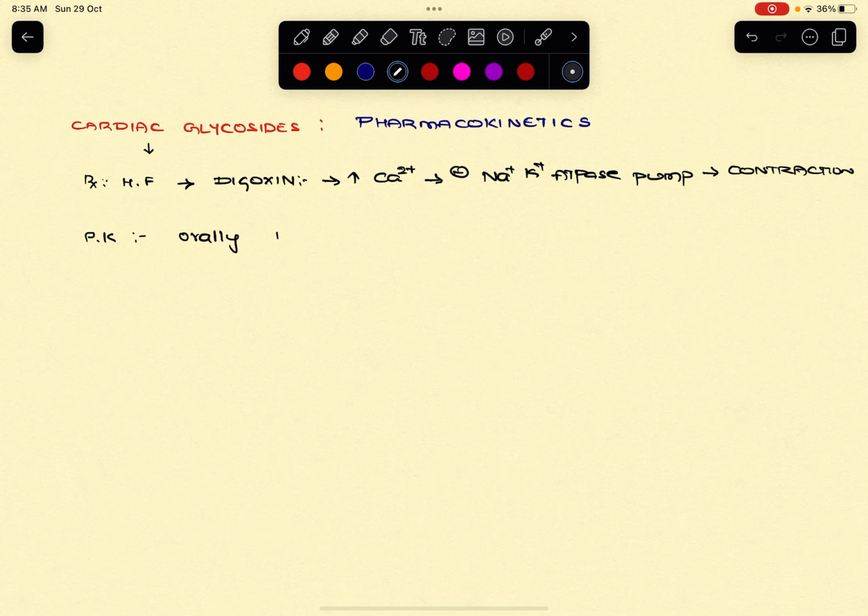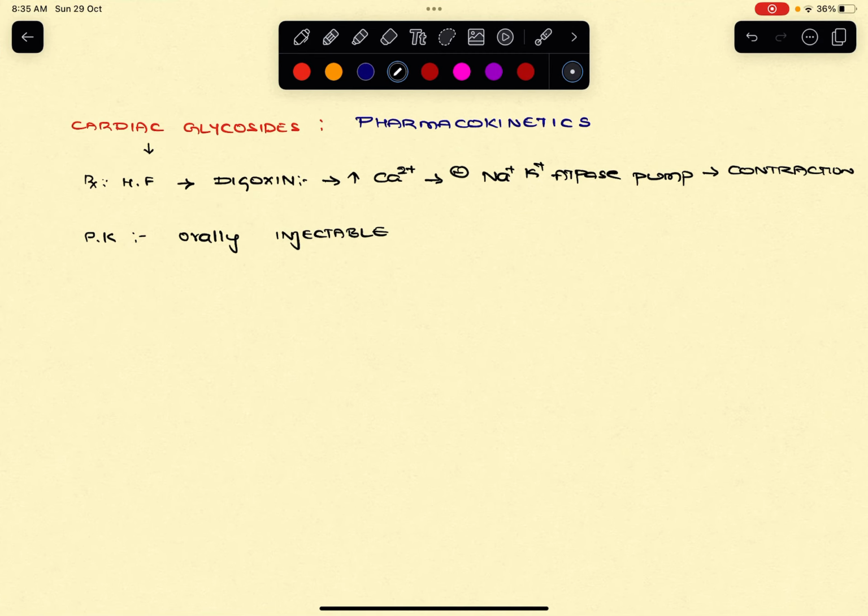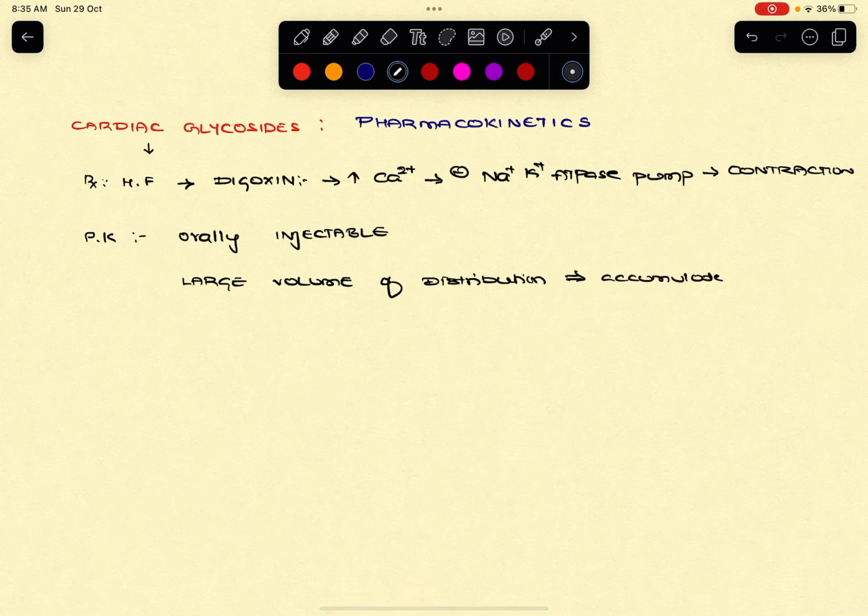as through injectable route. And a very important thing you should remember is it has got a large volume of distribution. Since it has got a large volume of distribution, where is it going to accumulate? It is going to accumulate in the muscles.